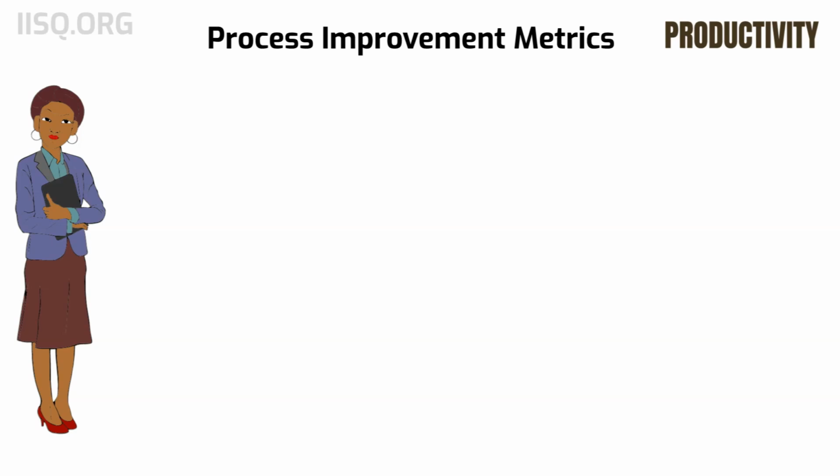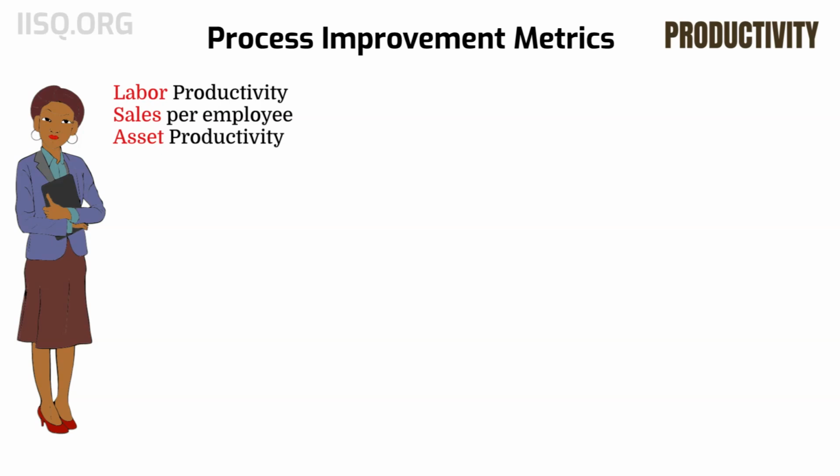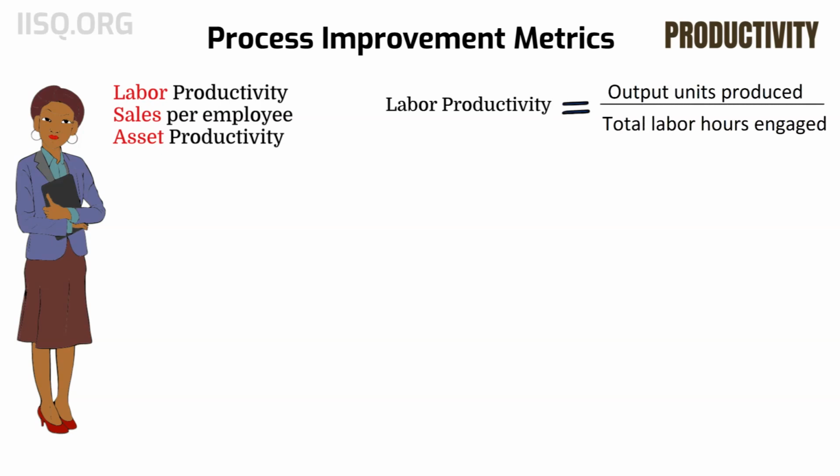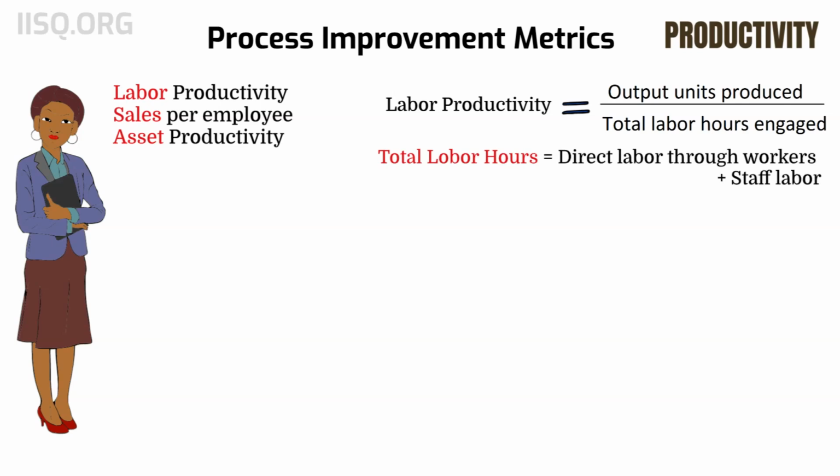Here, there are a few different metrics for productivity. A few important ones are labor productivity, sales per employee, asset productivity. Labor productivity is defined as output units produced divided by total labor hours engaged. The total labor hours may include the number of hours even the office staff are engaged.